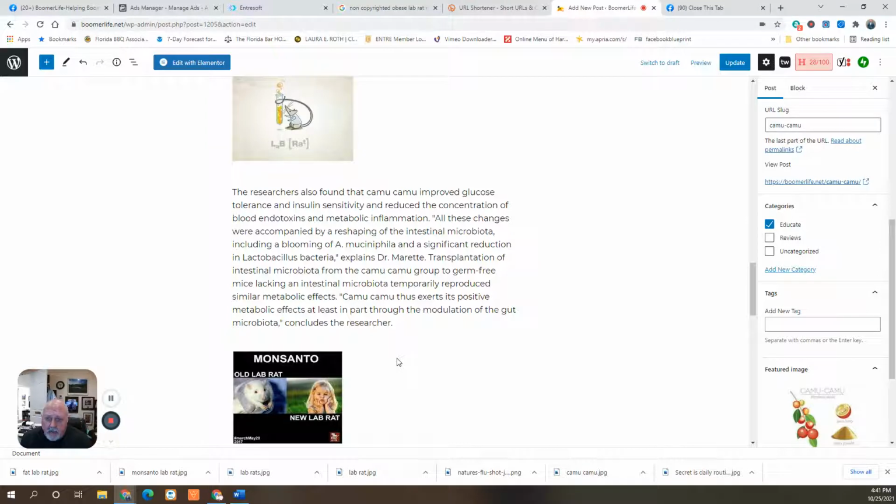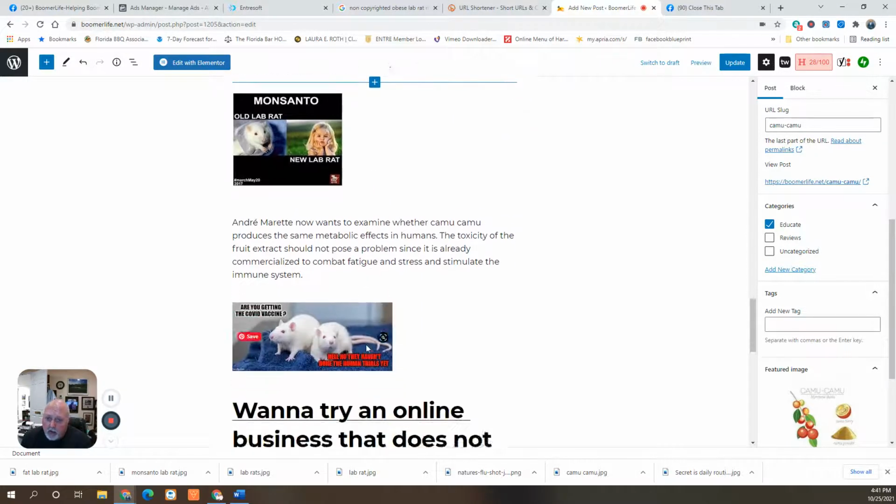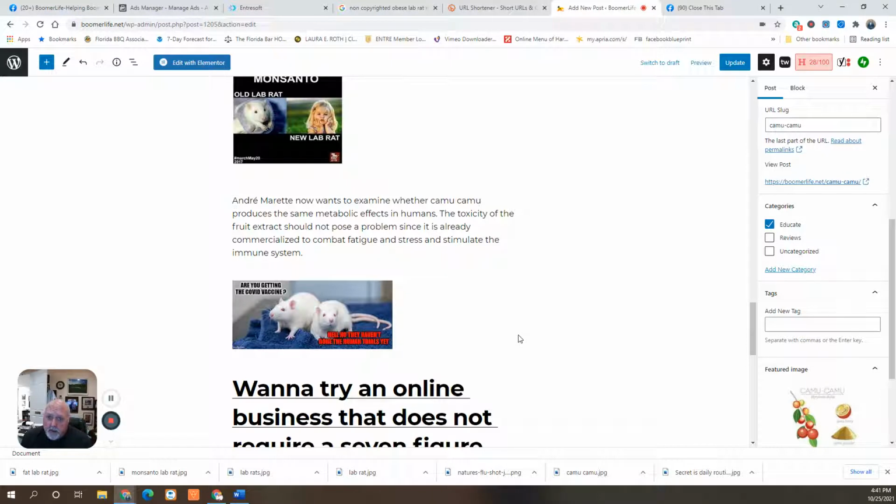Transplantation of intestinal microbiota from the Camu Camu group to germ-free mice lacking an intestinal microbiota temporarily reproduced similar metabolic effects. Camu Camu thus exerts its positive metabolic effects, at least in part, through the modulation of the gut microbiota. So, we all know that good probiotics in your stomach is positive. Whether or not Camu Camu is the answer, I don't know, but it's worth a shot.